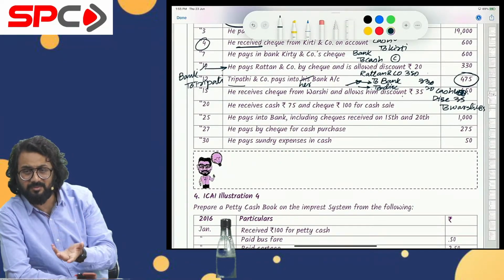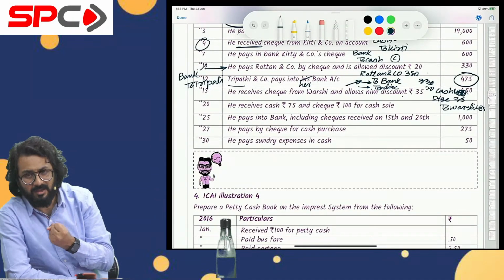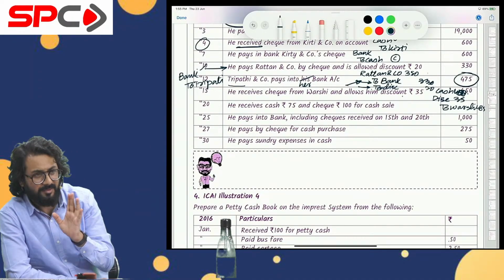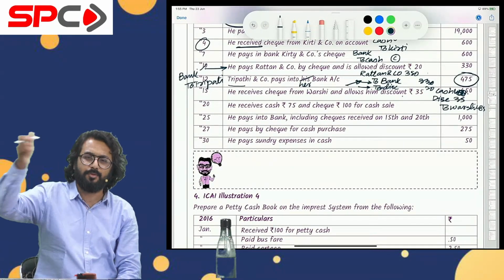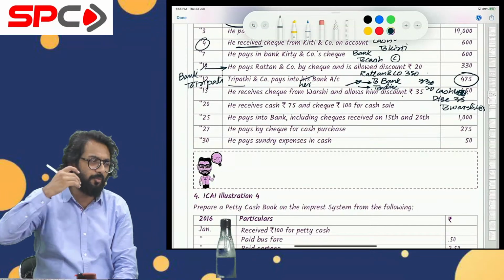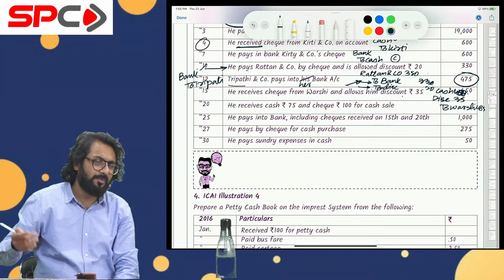Why am I teaching you the entries? Because you should be very thorough with the entries. Accounts means entries. That is the reason we are going into the entries. Otherwise, why would I have wasted the time? I could have directly shown you this is how you have to do it. I was able to solve more than 5 problems right now. But still I am going into the entries.